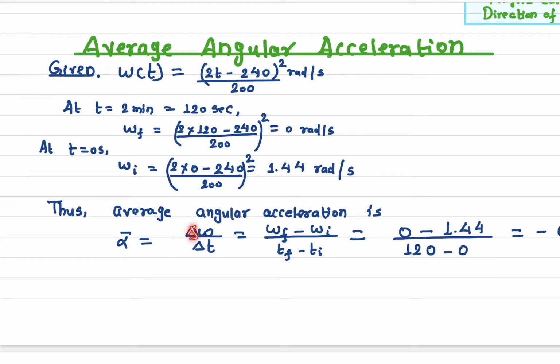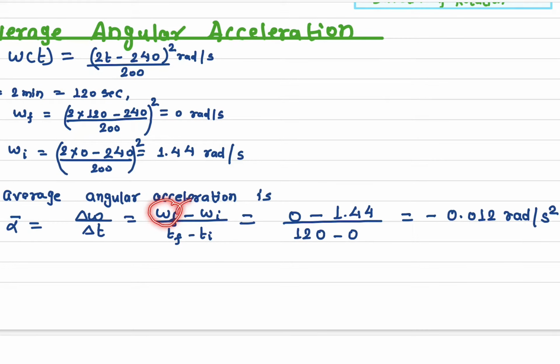The delta here is the change in the angular speed divided by the change in time, or the time interval. The change means the final angular speed minus the initial angular speed, divided by the final time minus the initial time. The final angular speed is 0, and we just calculated the initial angular speed, which is 1.44. The total time it takes to come to a stop is 120 seconds, and the initial time is 0. If you solve it, you get negative 0.012.